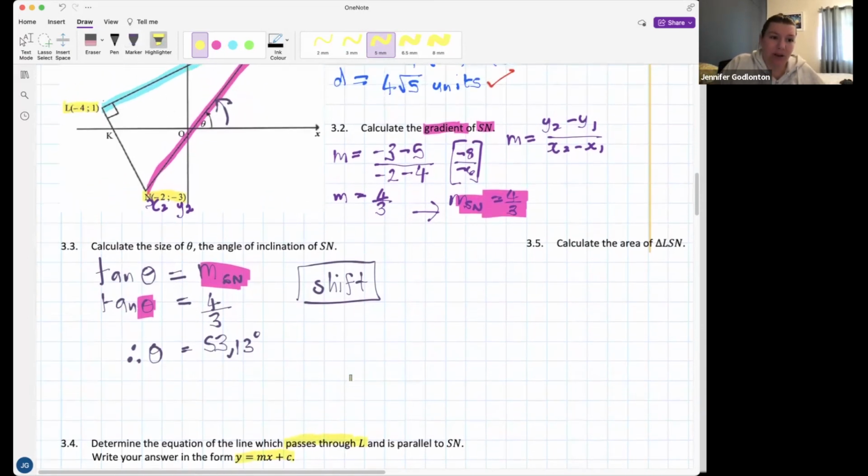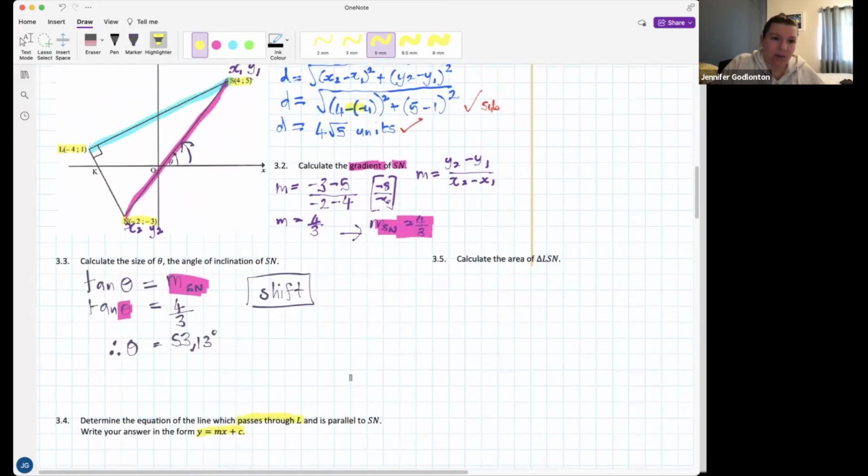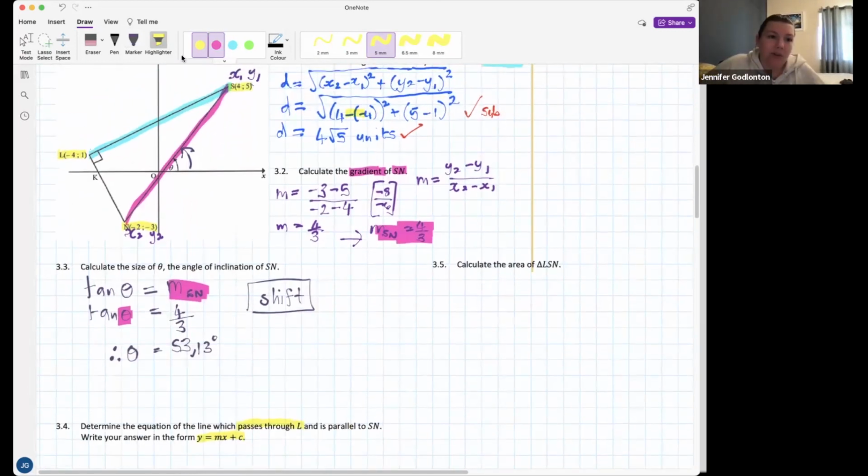So let's have a look at our picture over here. Just zoom out a little bit so we can squeeze that in. Okay, so we know that it's going to pass through this point over here. So L is (-4; 1). That's what L is. And then they're telling us that it is parallel to Sn. What important piece of information are they telling us by saying that it is parallel to Sn? What is a very important thing that we need to take from that?